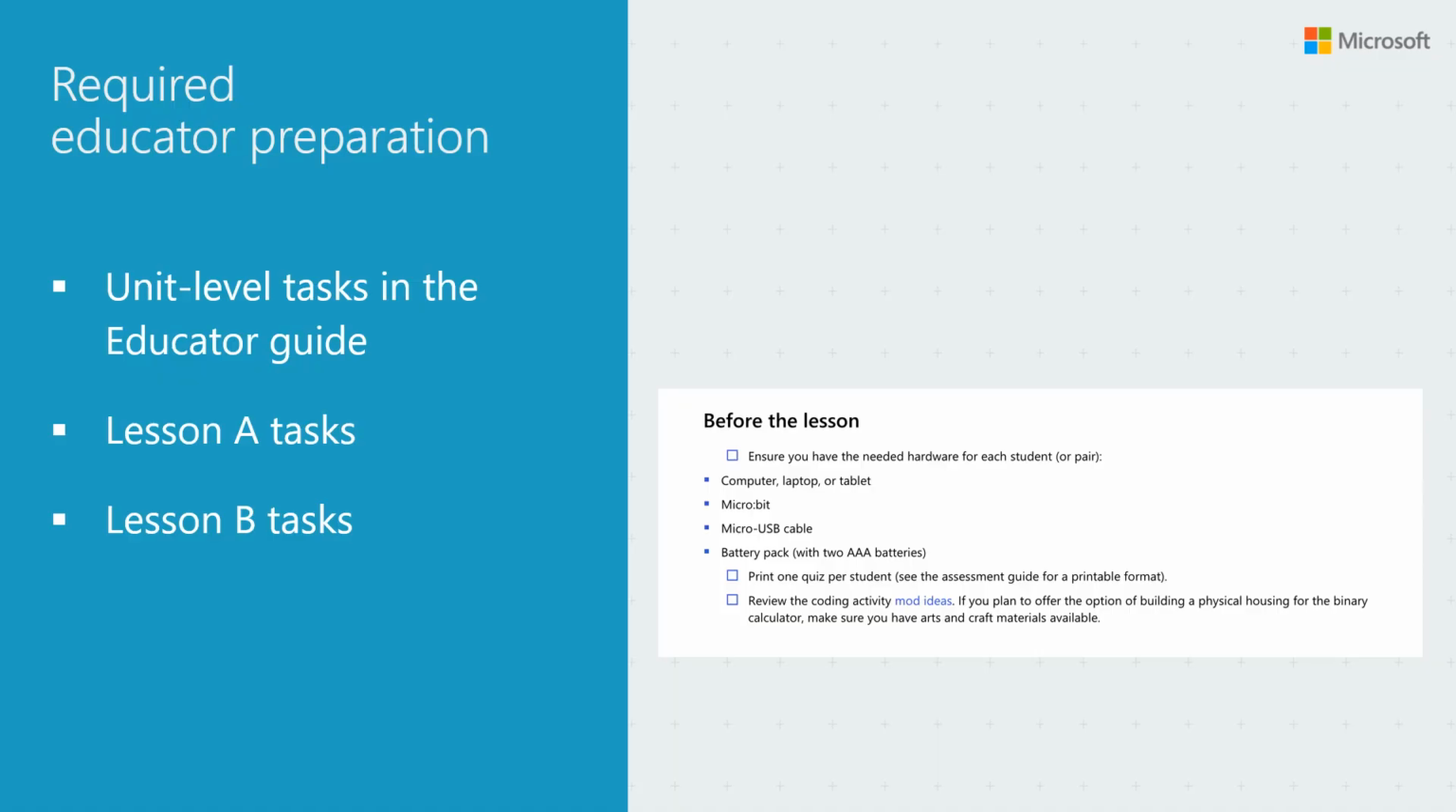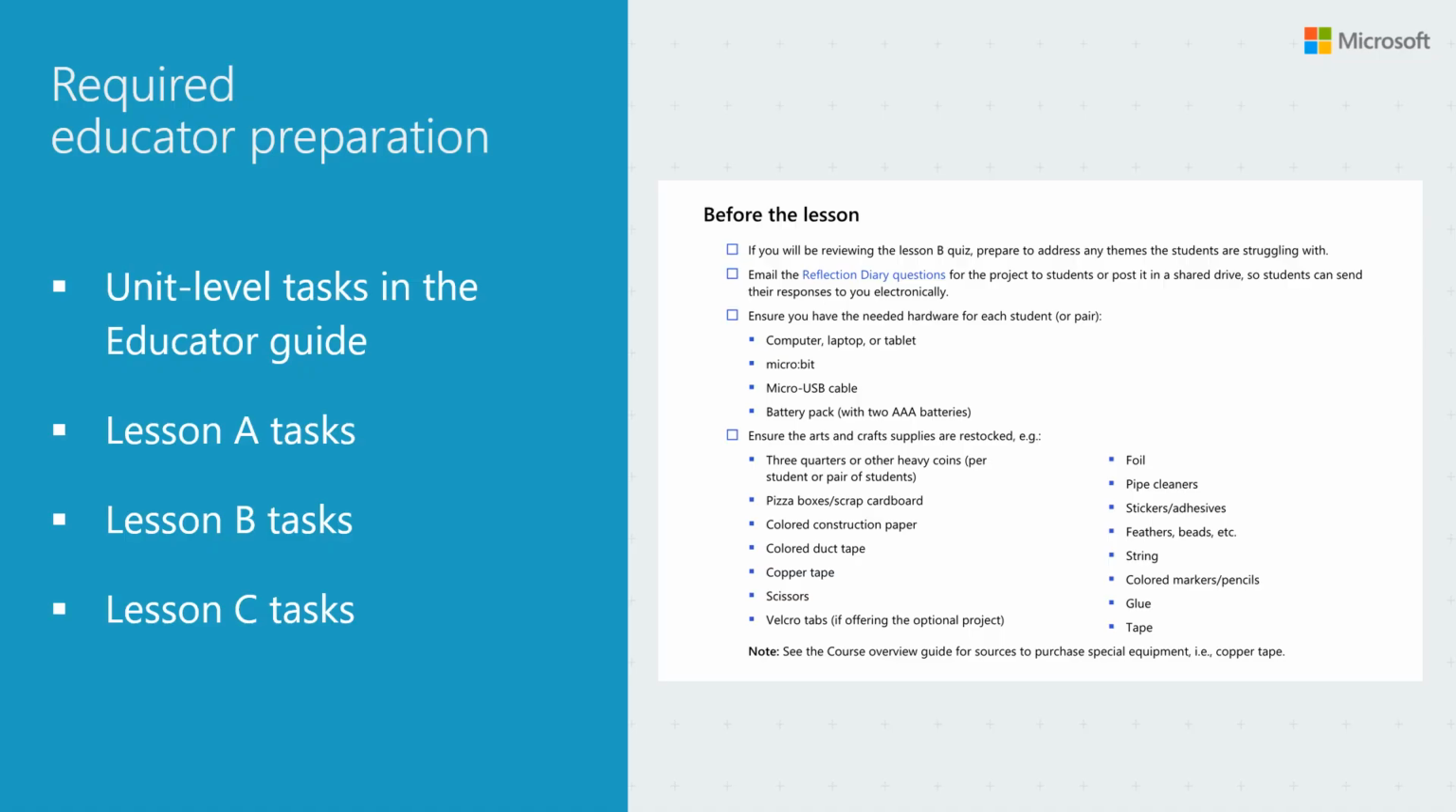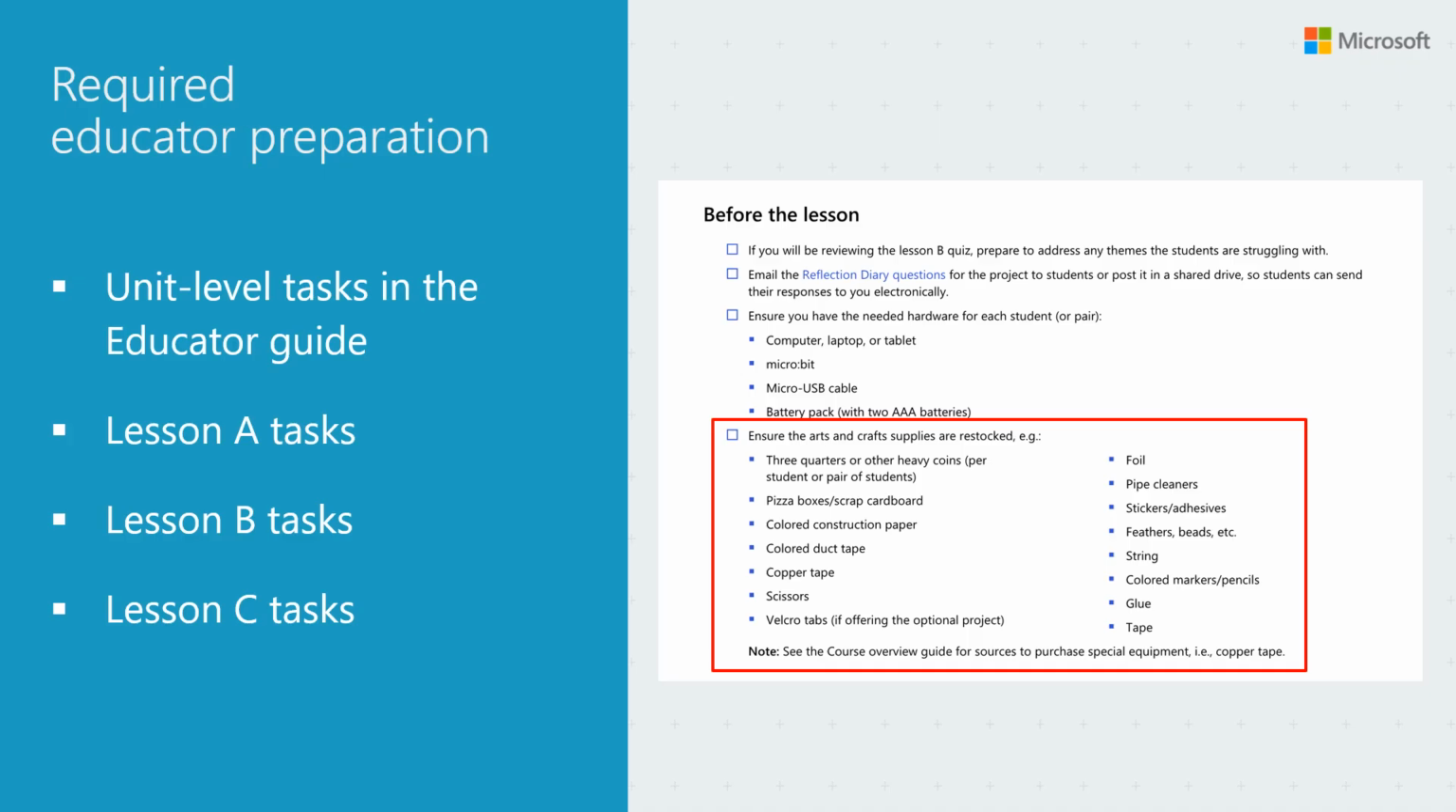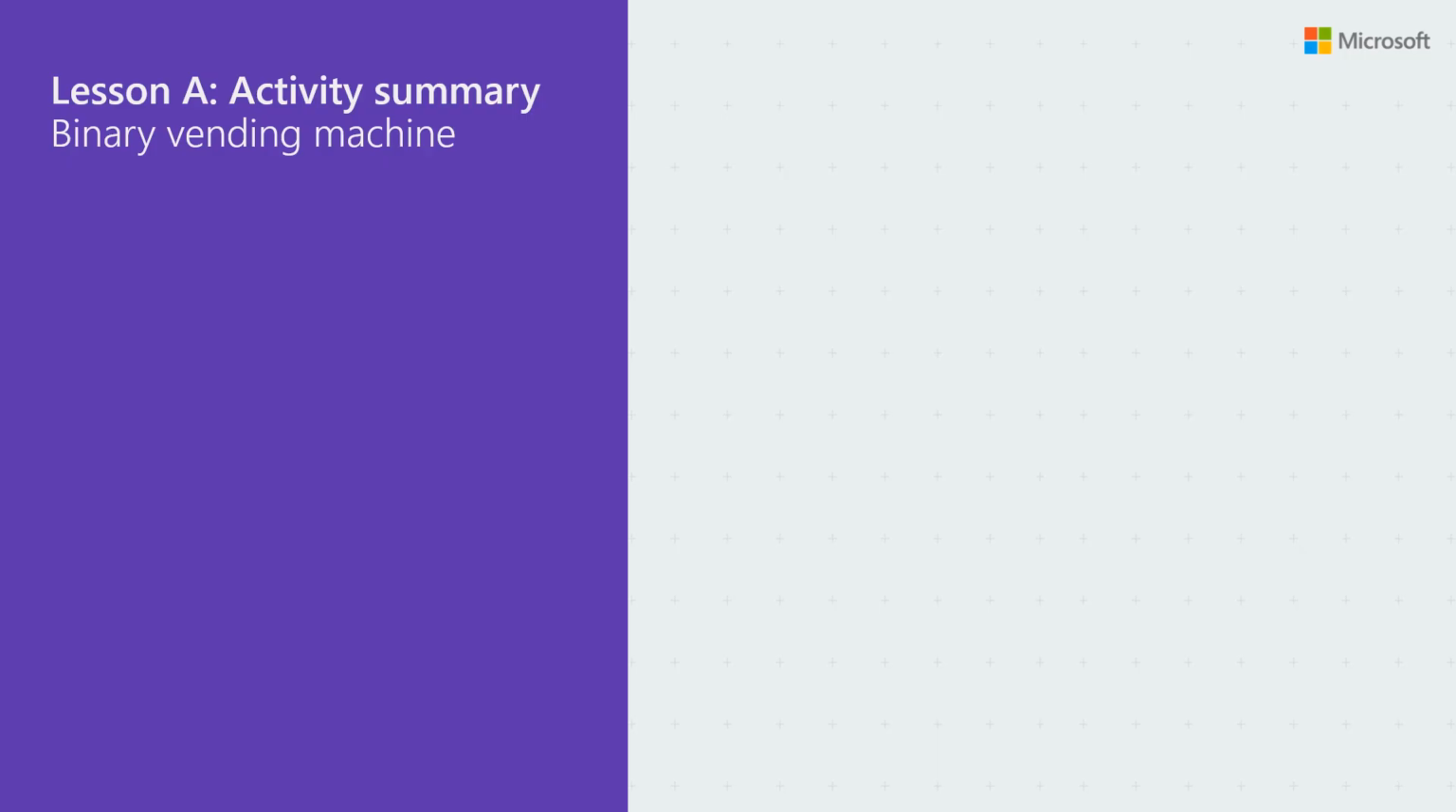Now, your Lesson B preparation includes reviewing the coding activity mod ideas, and if you're going to offer your students the option of building a transmogrifier, you'll want to be sure to have the materials available. And in addition to the usual prep in Lesson C, you're going to need some quarters, some copper tape, and some Velcro tabs. Now, remember that purchasing suggestions, they're all in the course overview guide.